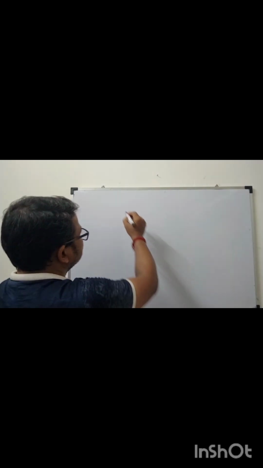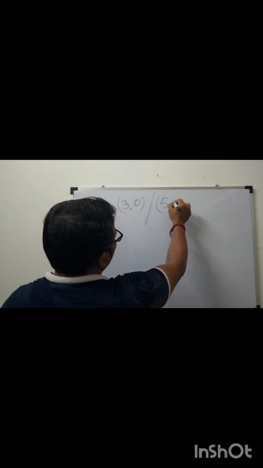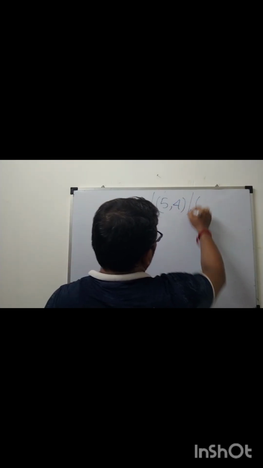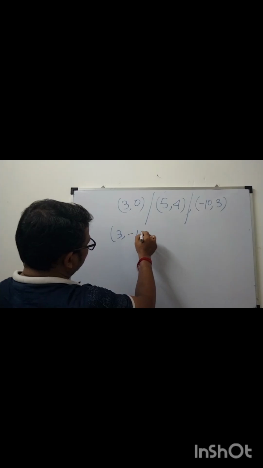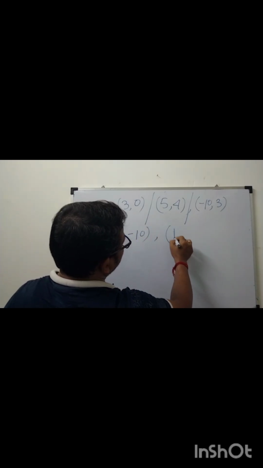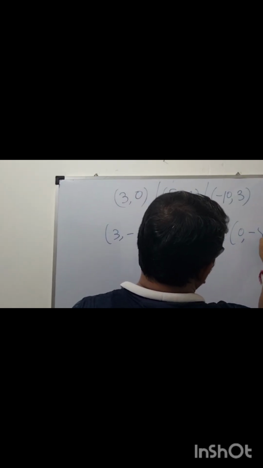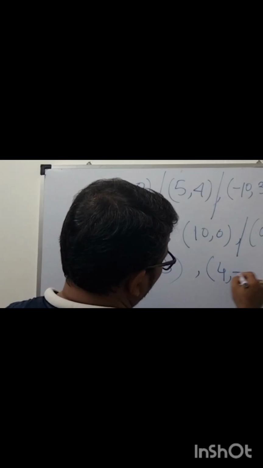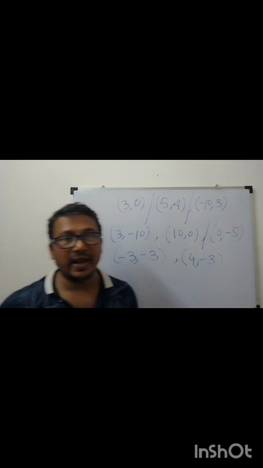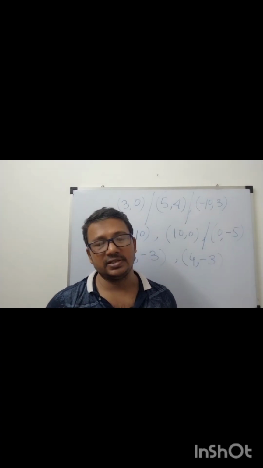The points are, suppose, (3, 0), (5, 4), (-10, 3), (3, -10), (10, 0), (0, -5), (-3, -3), (4, -3). You can practice putting these points on graphs.